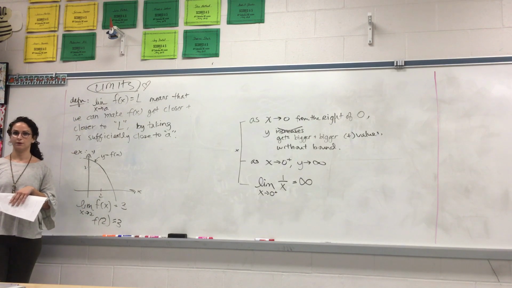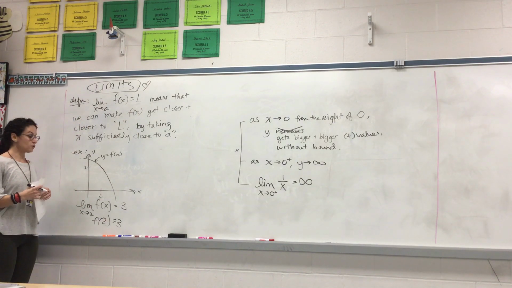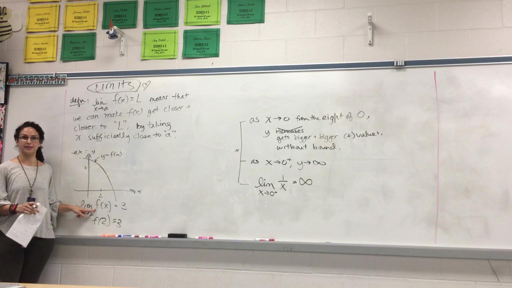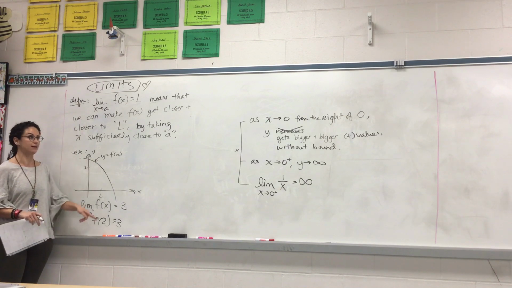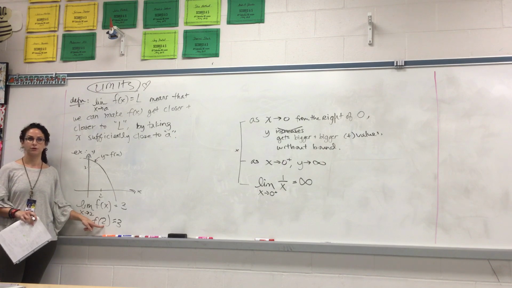So this top line is saying that as you approach an x value of 2, the y values are approaching 3. The bottom line says that there's the point 2, 3 in your graph.